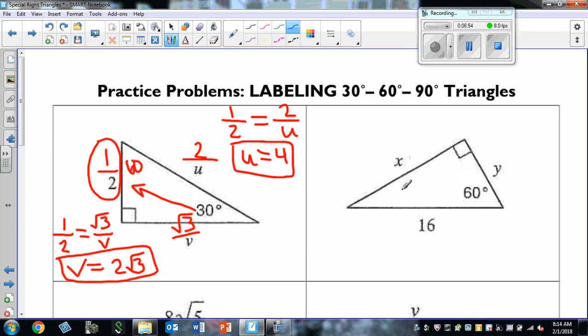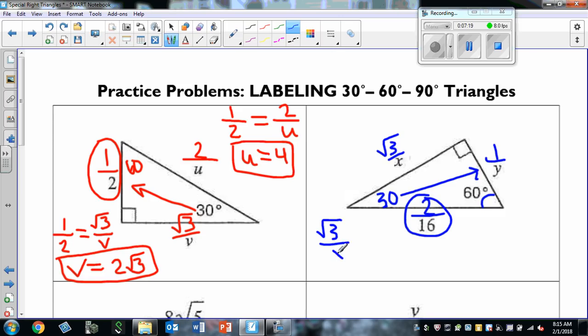Okay. Here I gave you the 60. I'm going to go ahead, as always, and write the 30 in there. 30 is across from y, so it gets the 1. Hypotenuse always gets a 2, so that leaves this with a root 3. I know my sound effects are great. I'm going to use 2 over 16. So I have root 3 over x equals 2 over 16.